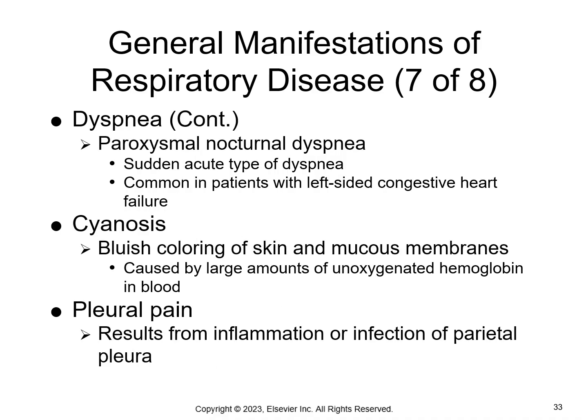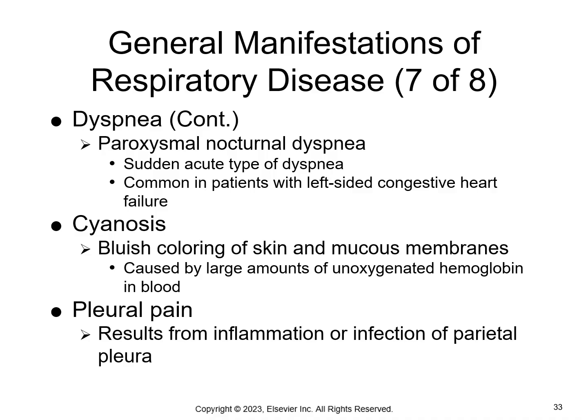Paroxysmal nocturnal dyspnea is a sudden acute type of dyspnea that can happen in patients with left-sided heart failure. During sleep, the body fluid is redistributed. This causes pulmonary edema, and the person wakes up gasping for air and coughing. So again, that blood is all pooling into that chest area.